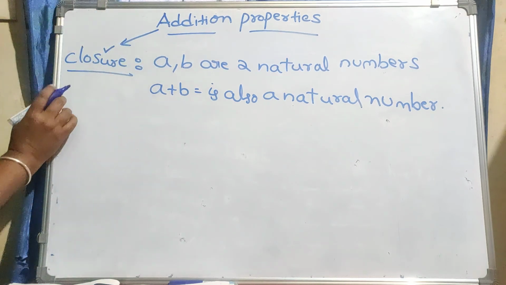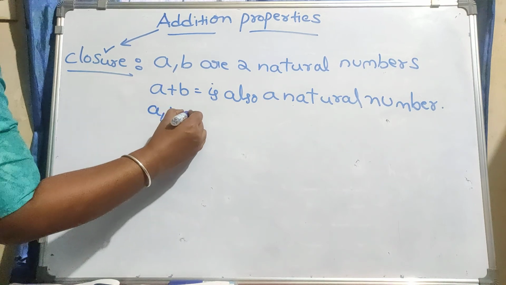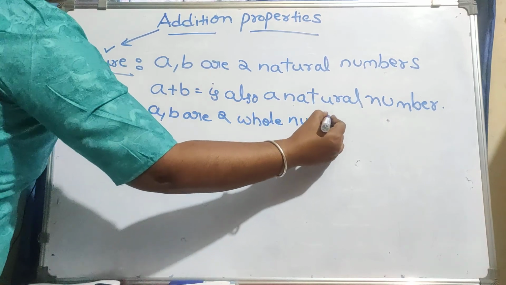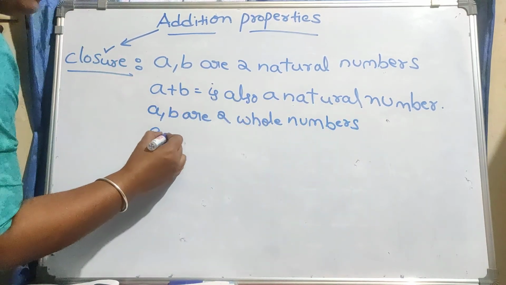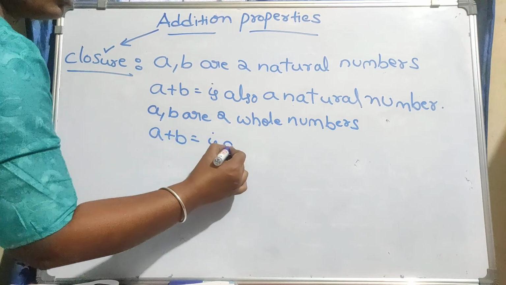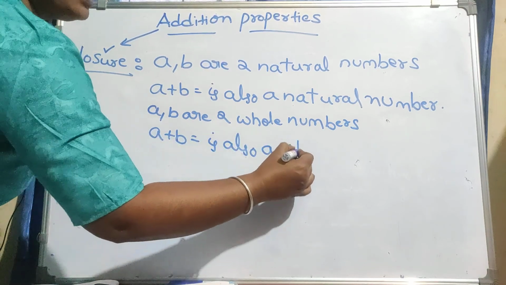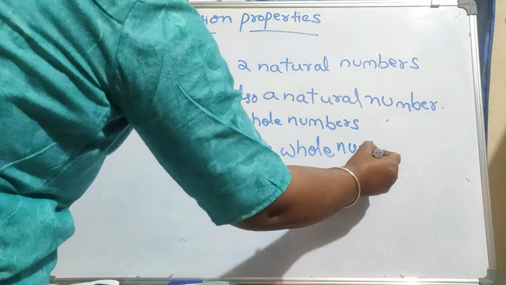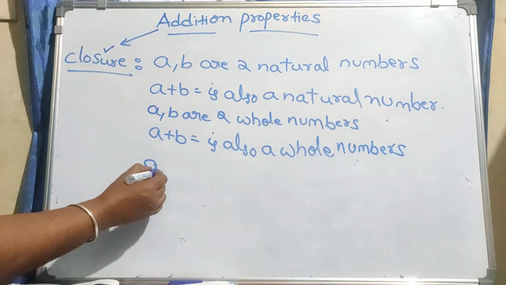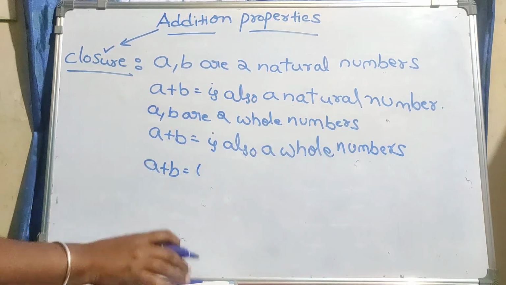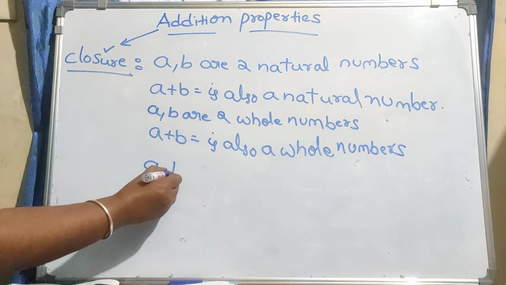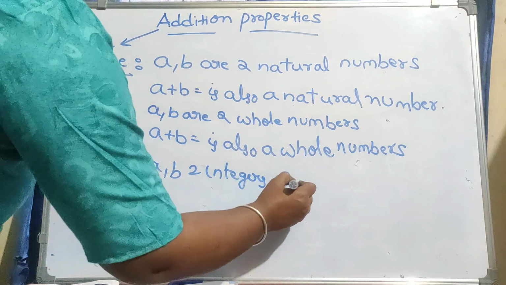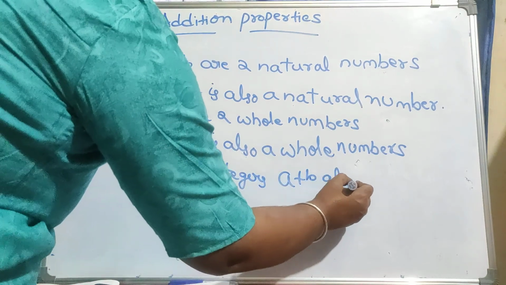If it is whole numbers, if I say A comma B are two whole numbers, then A plus B is also a whole number. This is closure property over the addition in whole numbers. In the same way, if A comma B are two integers, A plus B is also an integer.